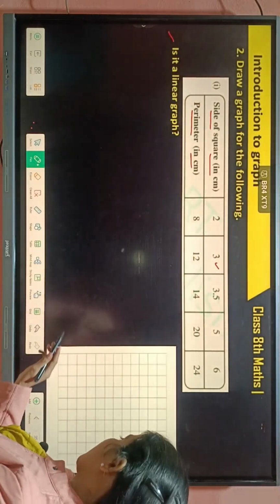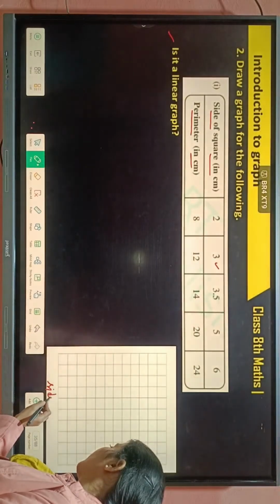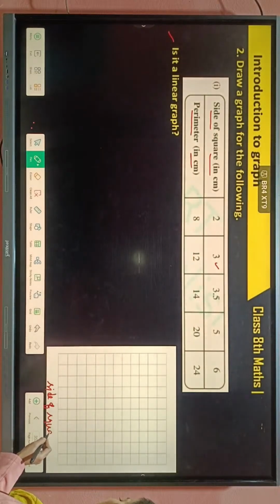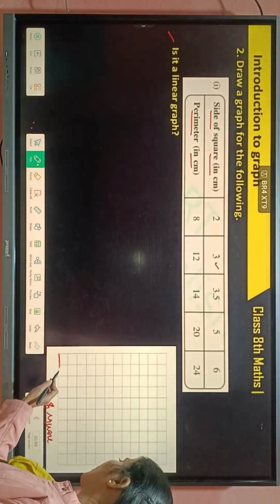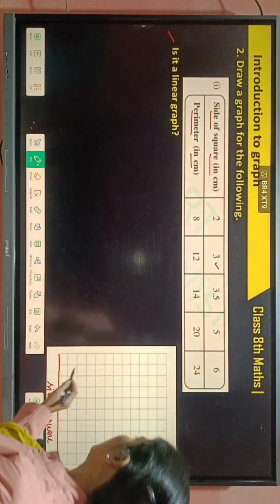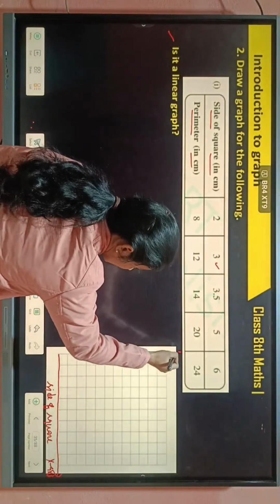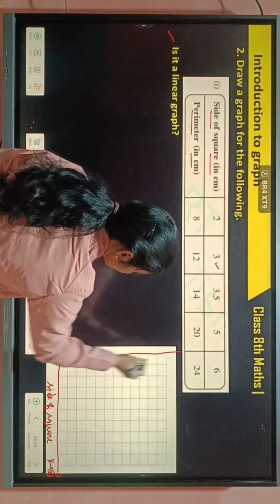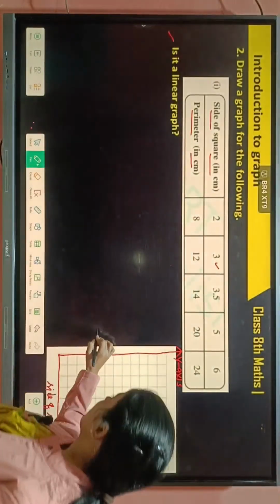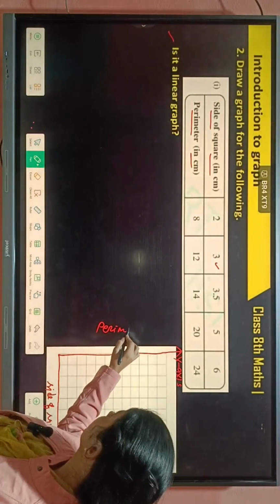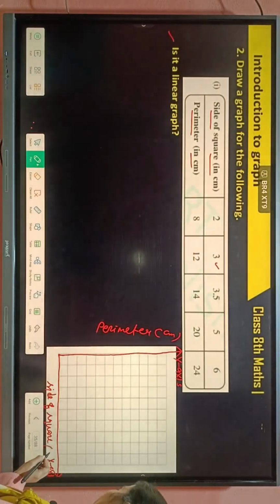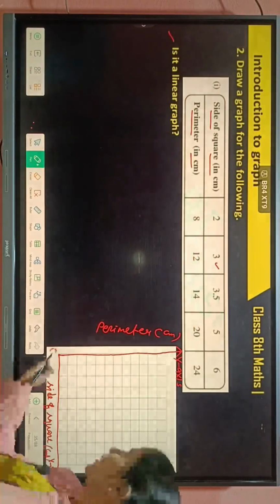So I will take side of square on x-axis. This is the x-axis. And perimeter on y-axis. On the y-axis, perimeter is varying. Perimeter in centimeter, and this side is also in centimeter.